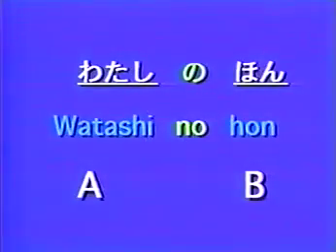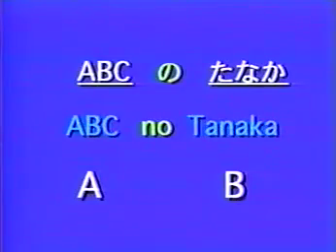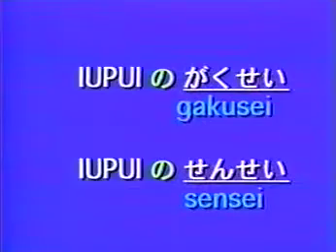We did this before. 私の本. Noun A and noun B. I will explain this again. So 私 is I, and adding no makes it my. So my book. So in some sense, noun B belongs to noun A. Okay, the same with あなたの傘. Your umbrella. ABC の田中. So Tanaka belongs to a company called ABC. IUPUI の学生. So 学生 belongs to IUPUI.